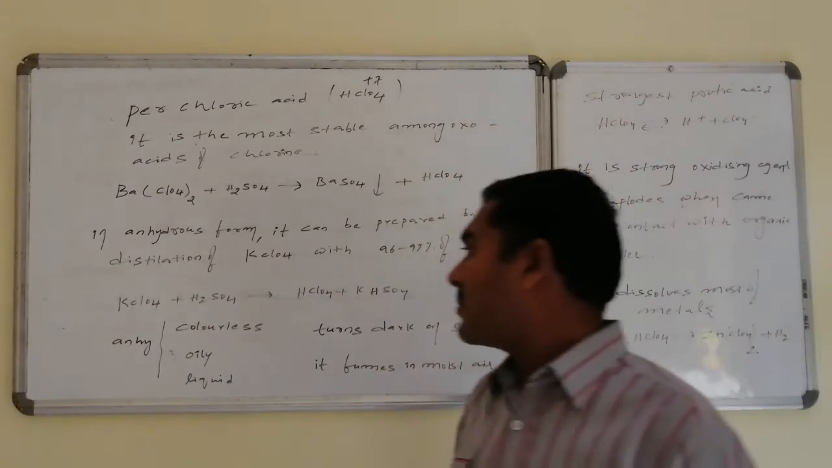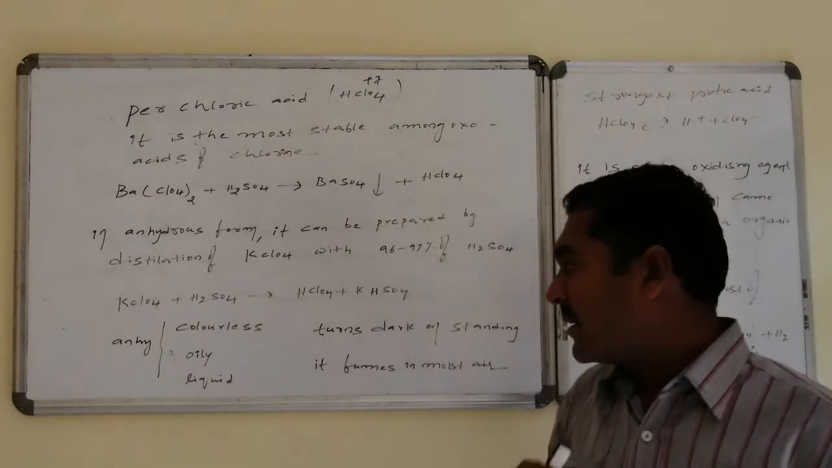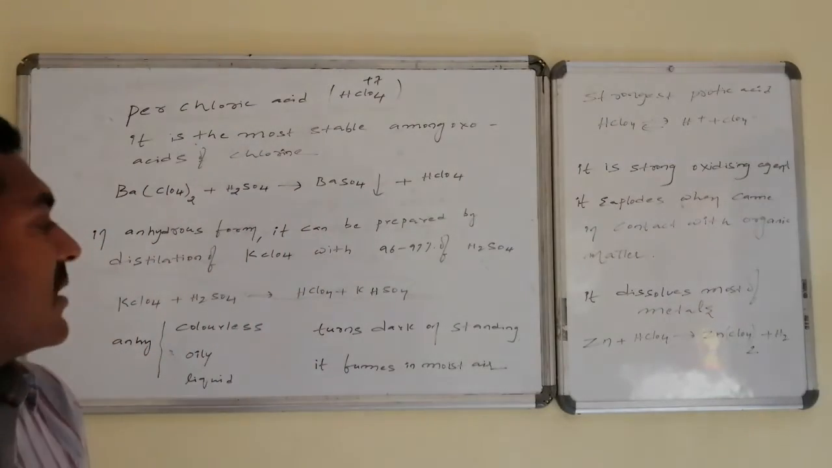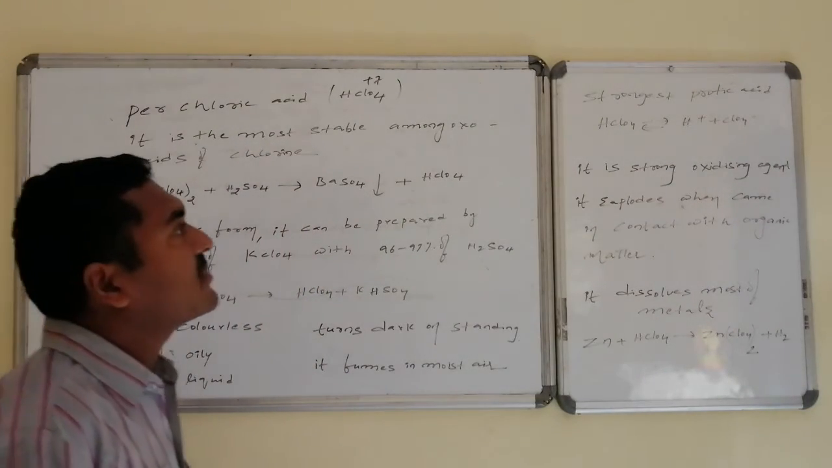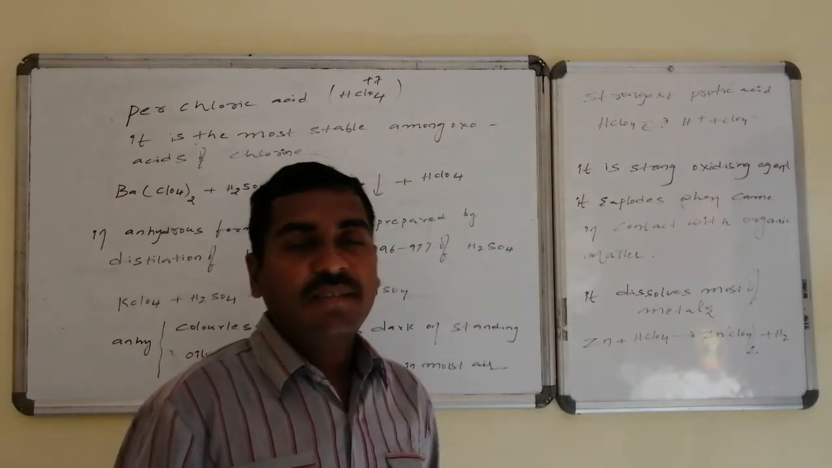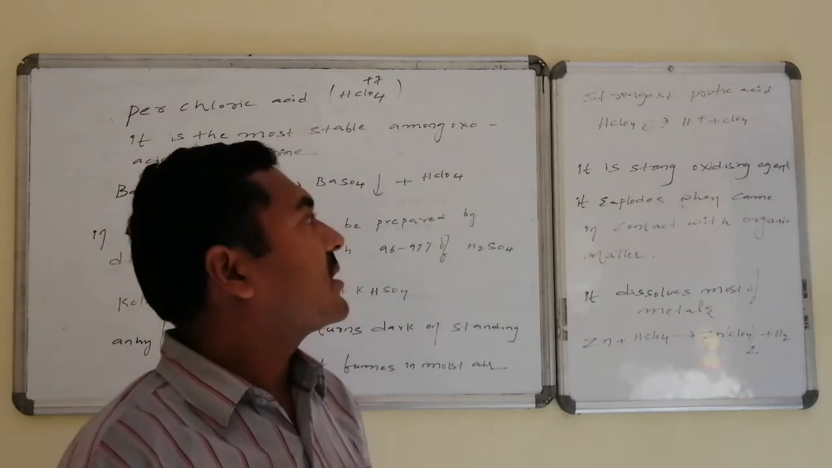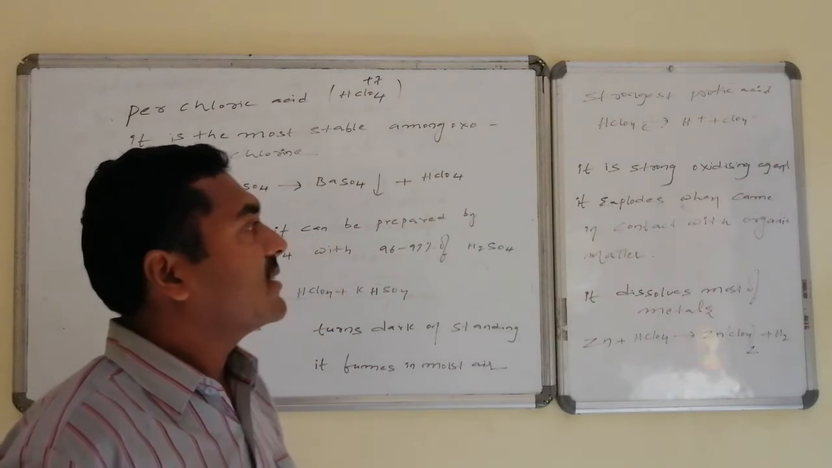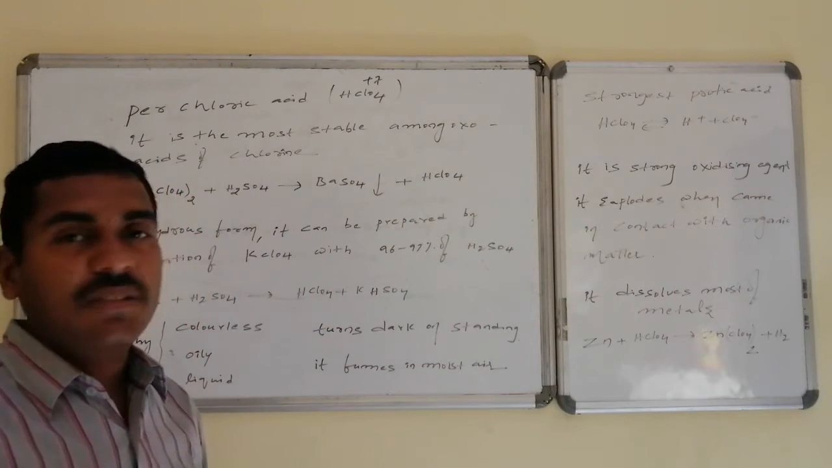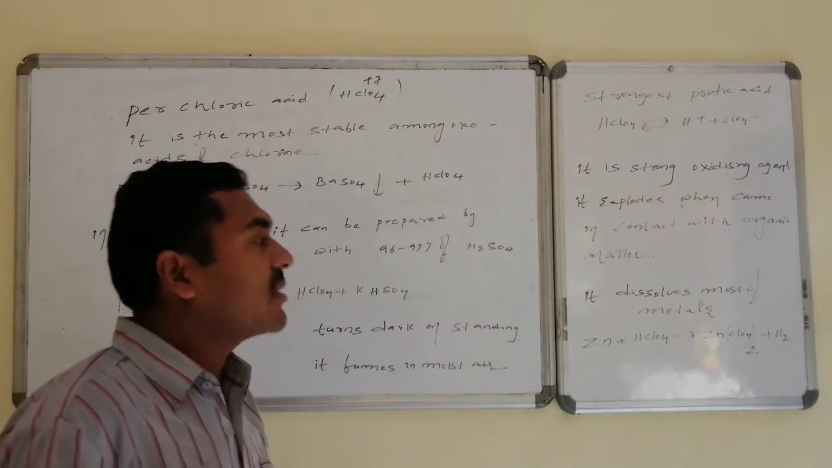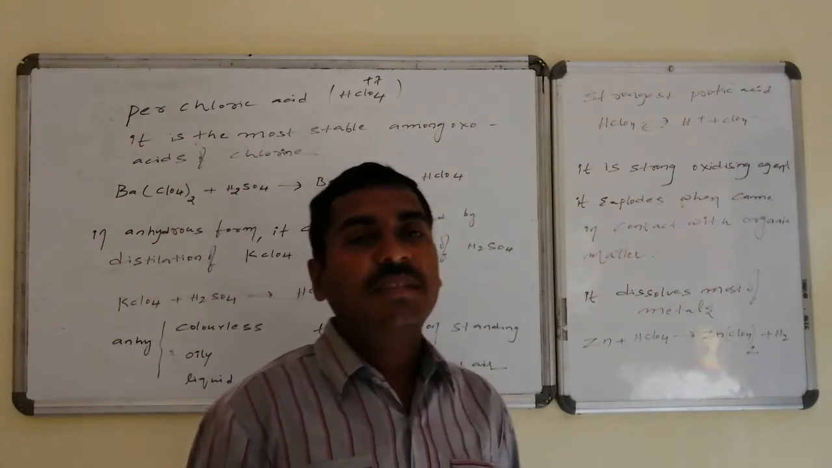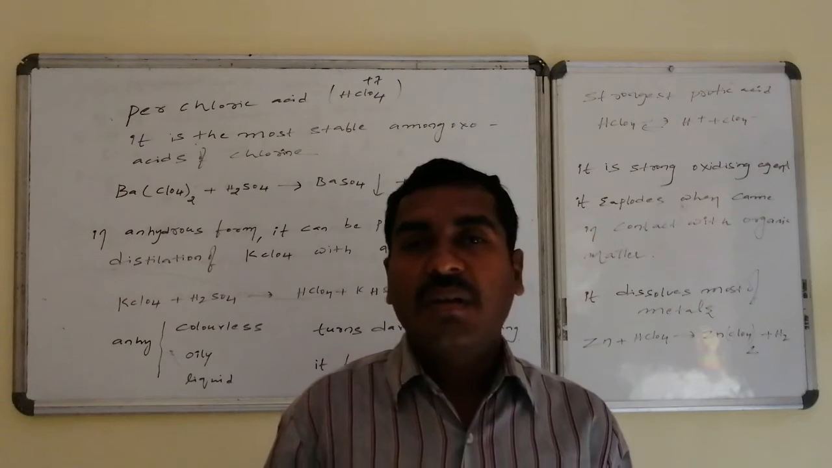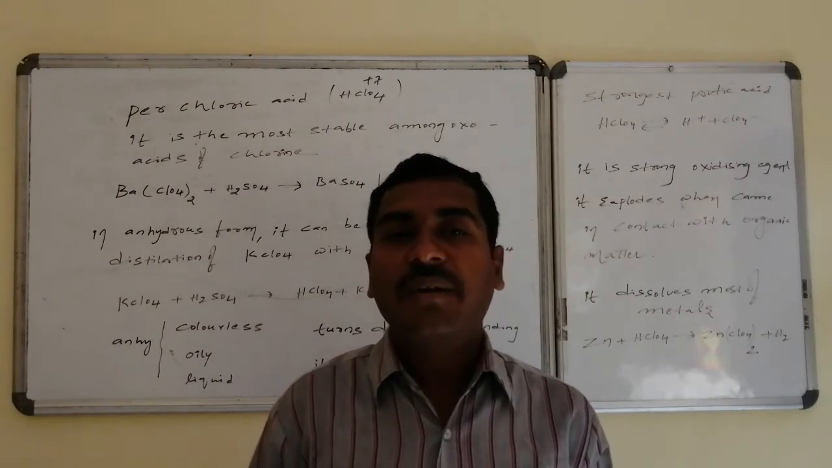In anhydrous form, it is a colorless, oily, liquid substance. It turns dark on standing, and also it fumes in moist air. It is the strongest protic acid because it gives most of its protons in the form of H+. Strong oxidizing agent. It explodes when it comes in contact with organic matter, and it dissolves most of the metals like zinc. On reaction with HClO4, it leads to the formation of zinc perchlorate followed by what? Hydrogen.